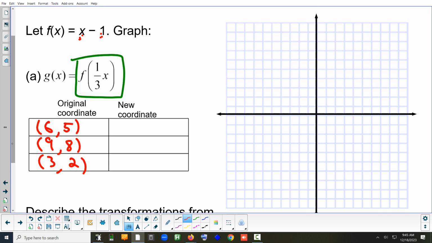So let's graph that. So 6, 5, 9, 8, and 3, 2. Okay, do those look like they're in a straight line? Yes. Yeah. Good to me. All right, so let's draw the line.